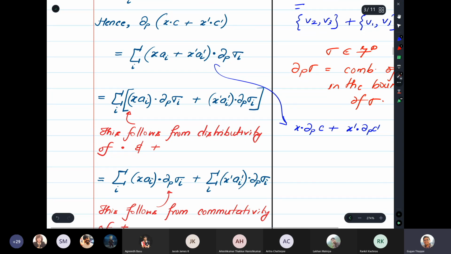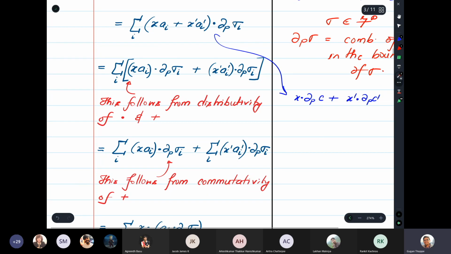Hence you can distribute this plus over this scalar multiplication, and you can write this as x a_i scalar product delta p sigma i plus x prime a_i prime scalar product with delta p sigma i. So this is the distributive property that we are making use of over here. And then notice that you have summation over i over this entire expression.